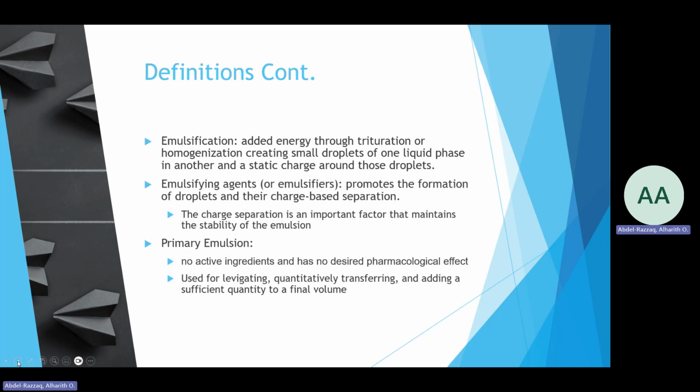Another definition is going to be primary emulsion. These have no active ingredients in them. They have no desired pharmacological effect. These are mainly used for levigating, quantitatively transferring, and adding a sufficient quantity to create a final volume of the end emulsifier or emulsification.